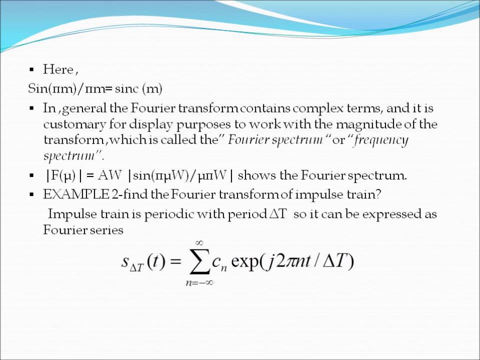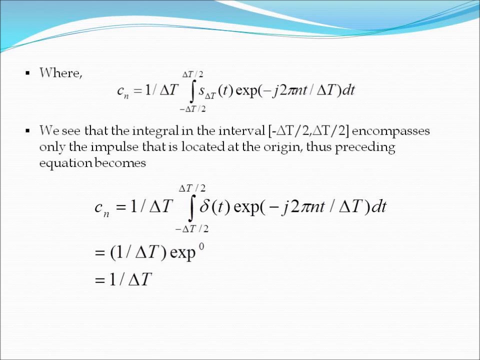Now let us determine the Fourier transform of an impulse train. The impulse train is periodic with period delta t, so it can be expressed as a Fourier series as given. We see that the integral in the interval minus delta t by 2 to plus delta t by 2 encompasses only the impulse that is located at the origin. Thus, the preceding equation becomes as shown, and the value of coefficient Cn becomes 1 upon delta t.